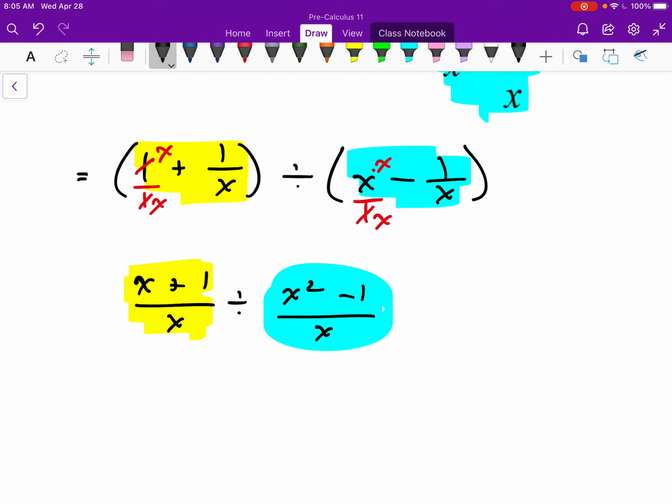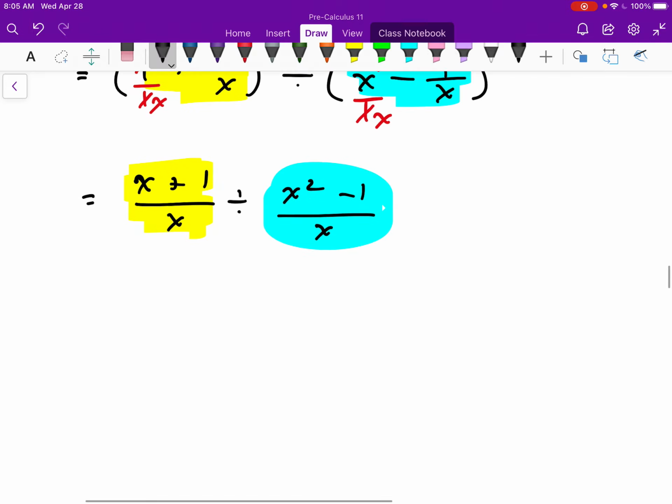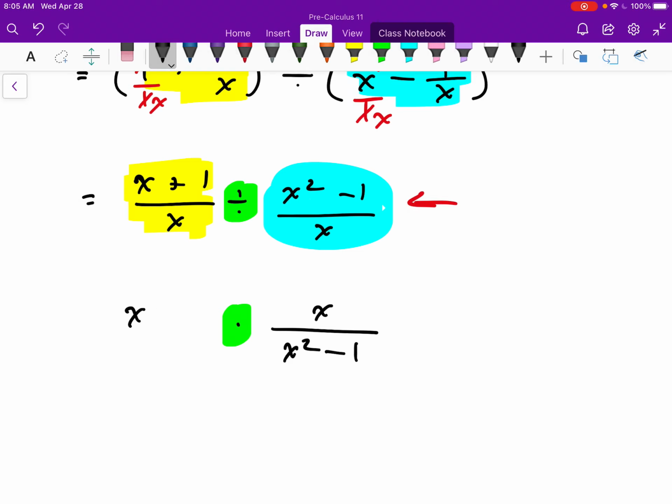So why is this pleasant? Because now, changing that division statement into a multiplication statement, I'll just put a dot, is quite pleasant because the reciprocal of this, now that it's just a single fraction, is easy. I just flip it over. So it's x over x squared minus 1. And now this question is going to start to come together quite nicely.